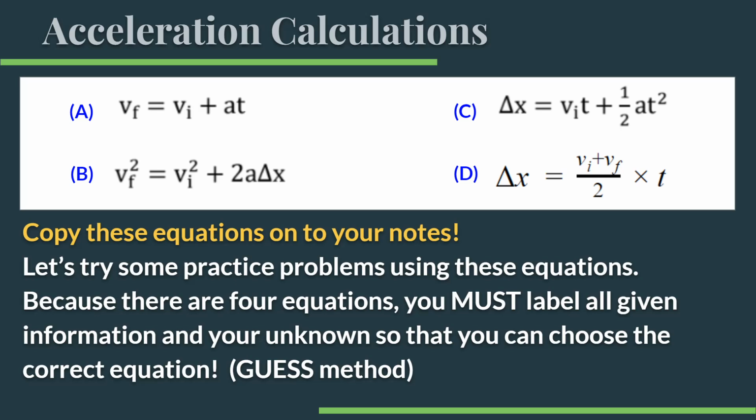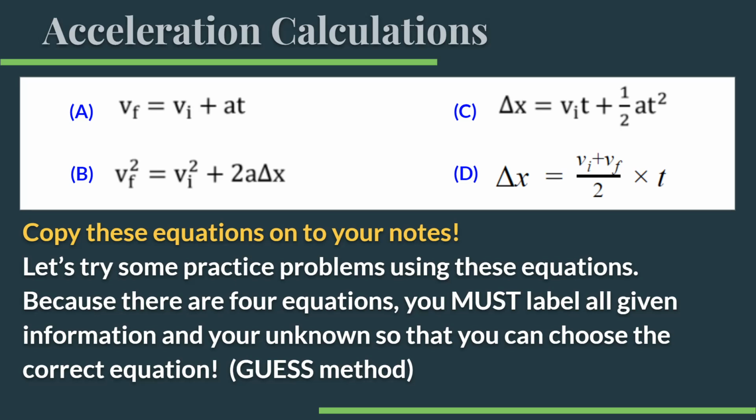Equation D is displacement, or delta X, equals VI plus VF divided by 2. Please note that VI plus VF divided by 2 is the average velocity of whatever the object is, times time. Okay, so those are your 4 kinematic equations. We're going to try some practice problems using these equations.